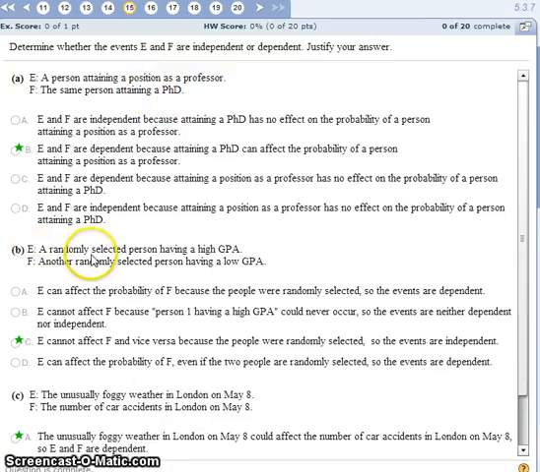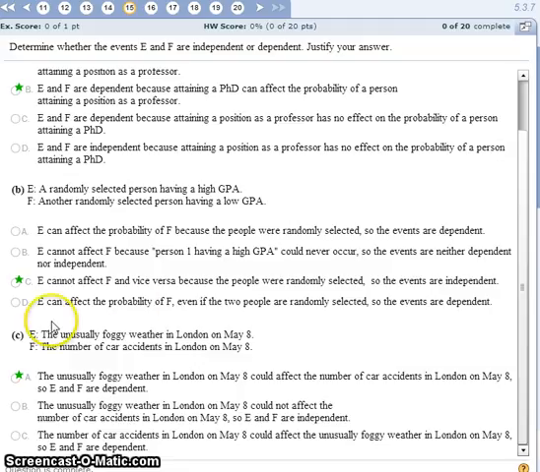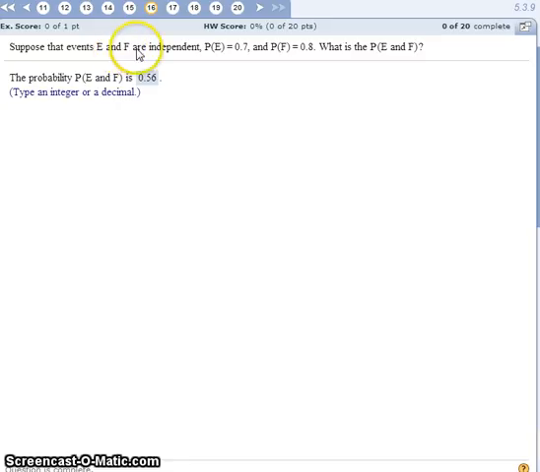For B, a randomly selected person having a high GPA, another randomly selected person having a low GPA. These cannot affect each other because the people are randomly selected, so the events are totally independent. For C, the unusually foggy weather in London on May 8th, and F, the number of car accidents in London on May 8th. These will definitely be dependent because foggy weather will definitely have an effect on the number of car accidents.